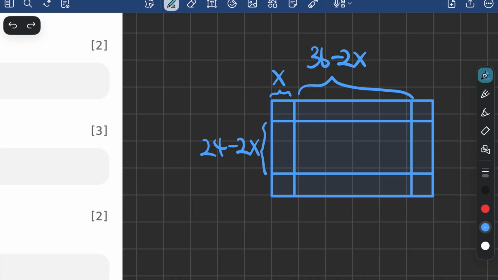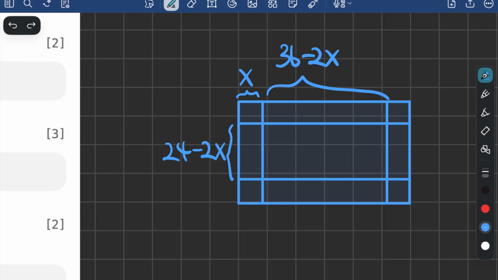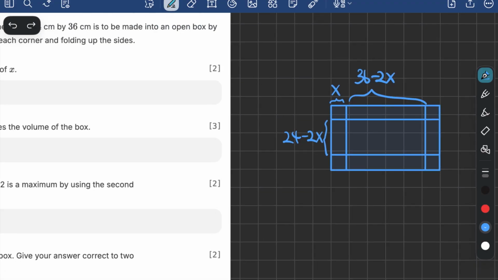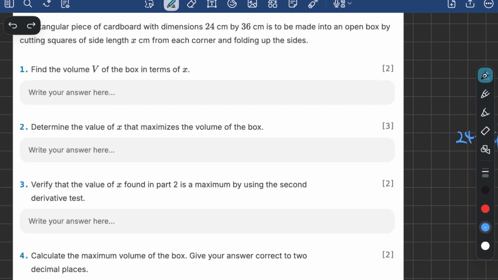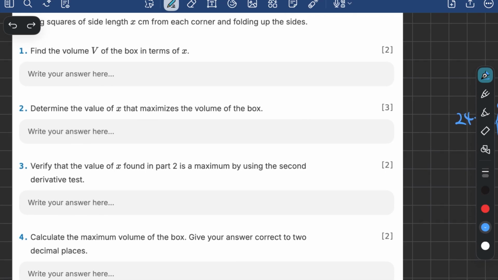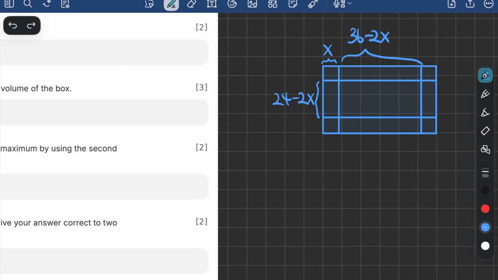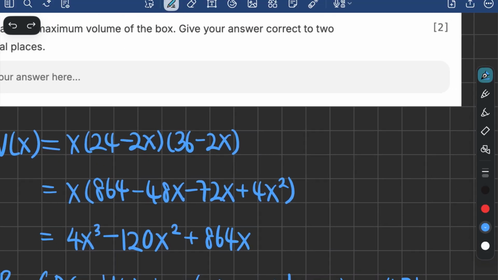So for the new box that we have without the lid, this width will be 24 minus 2x, and this length will be 36 minus 2x, and the height will just be x. And this will help us to write a formula to express the volume. The first question asks us to find the volume in terms of x, so we just set up V(x) as the product of these 3, and then you can just expand it and it will look like this.